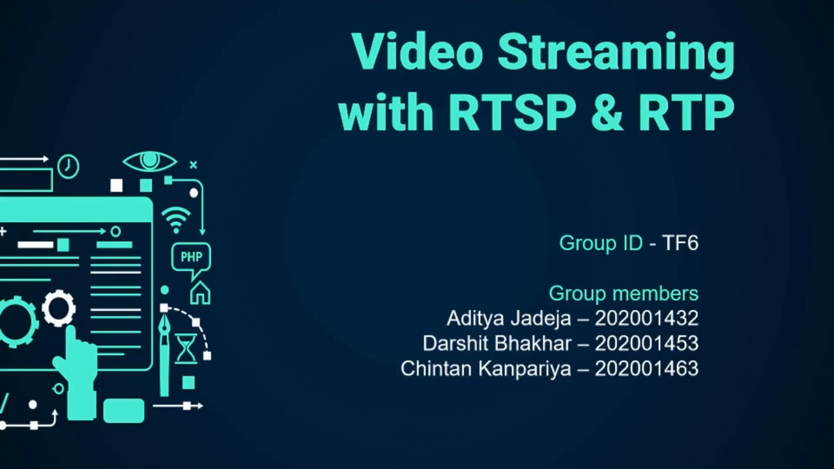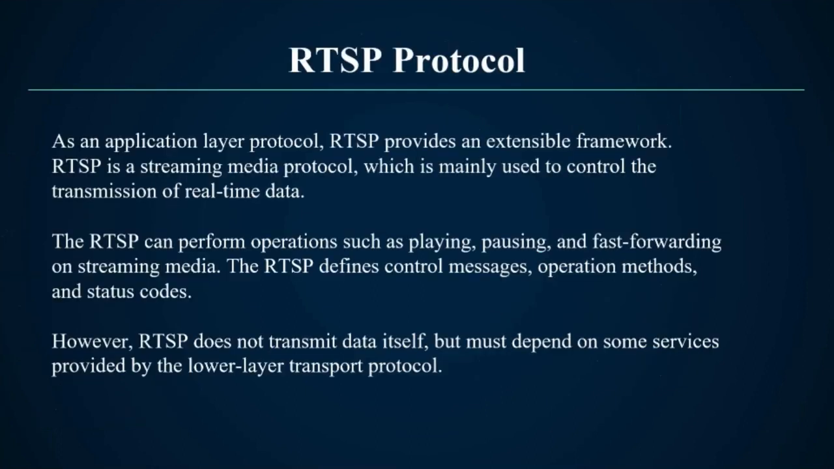Everyone, in this presentation we will see how video streaming is done using RTSP and RTP protocol. Basically, RTSP is a streaming media protocol in the application layer, which is mainly used to control the transmission of real-time data. RTSP can perform many operations such as playing, pausing and fast forwarding on streaming media. However, RTSP doesn't transmit data itself, but must depend on some services provided by lower layer transport layer protocol.